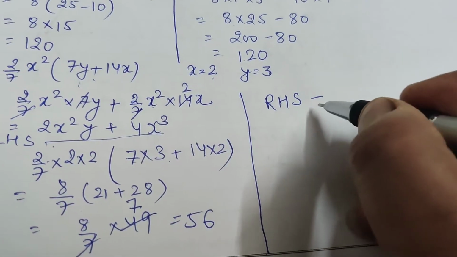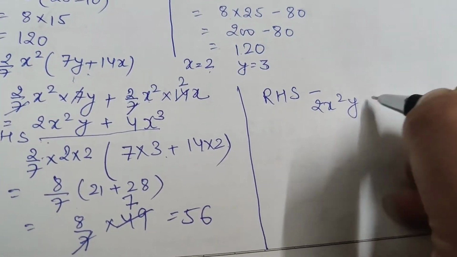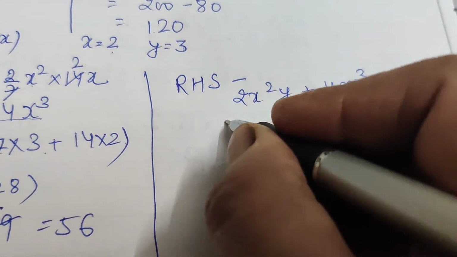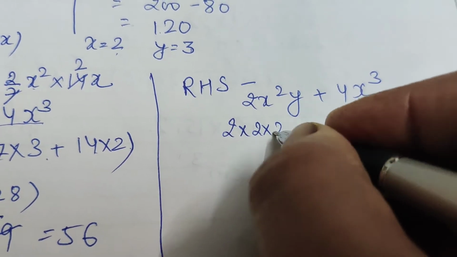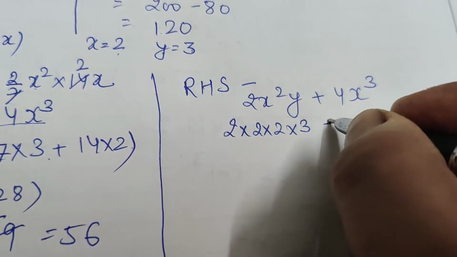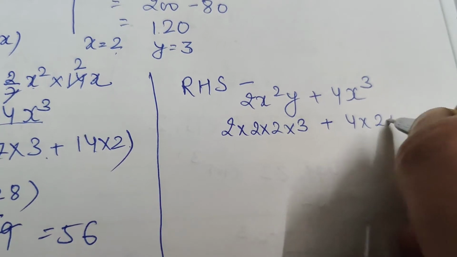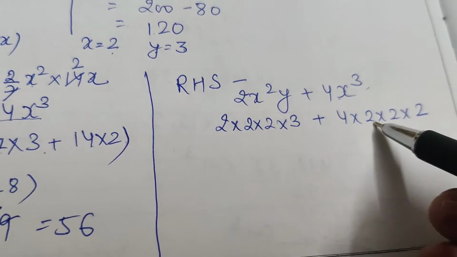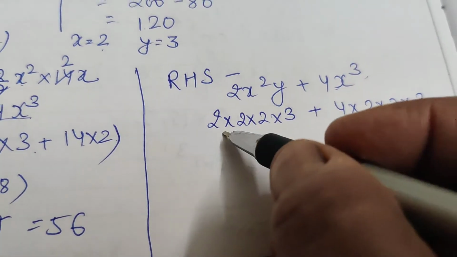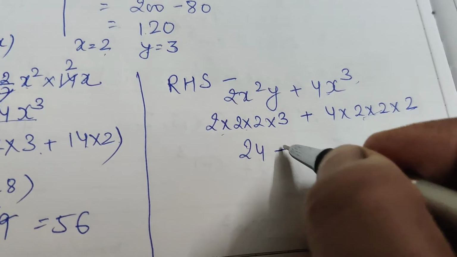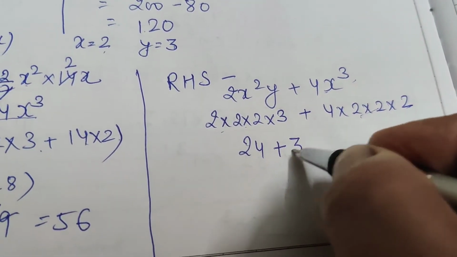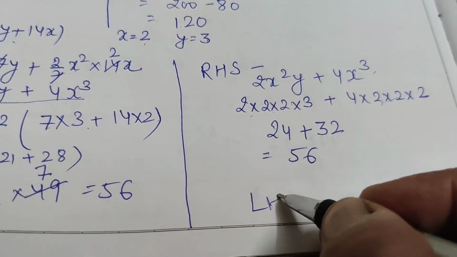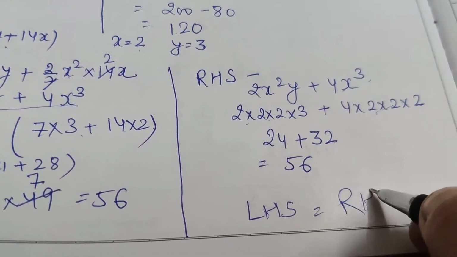2x square y plus 4x cube. Okay. Now put 2 into x square means 2 into 2 and y is 3. Plus 4 into 2 into 2 into 2. Okay. x cube, 2 into 2 into 2, 3 times. 24 plus 32. This is also 56. LHS equal to RHS. Verified.